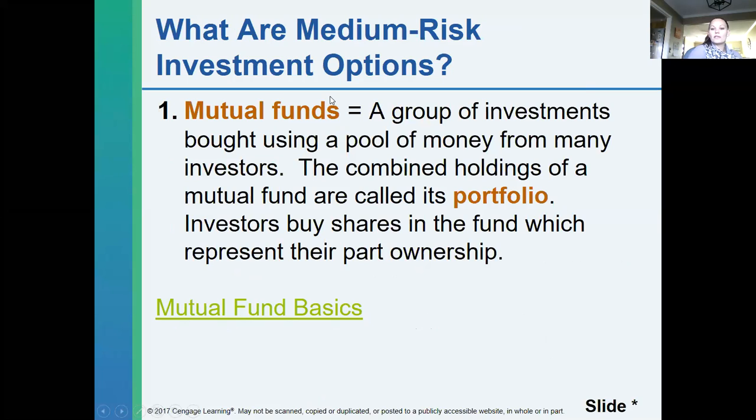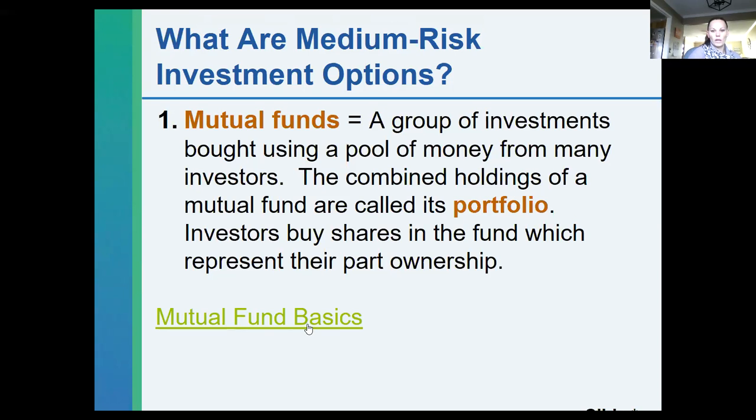It's a group of investments bought using a pool of money from many investors. That's the definition from your book. The combined holdings of a mutual fund are called its portfolio, which we talked about having a portfolio. A mutual fund can have its own portfolio, though. And then investors buy shares in the fund, which represent their part ownership.